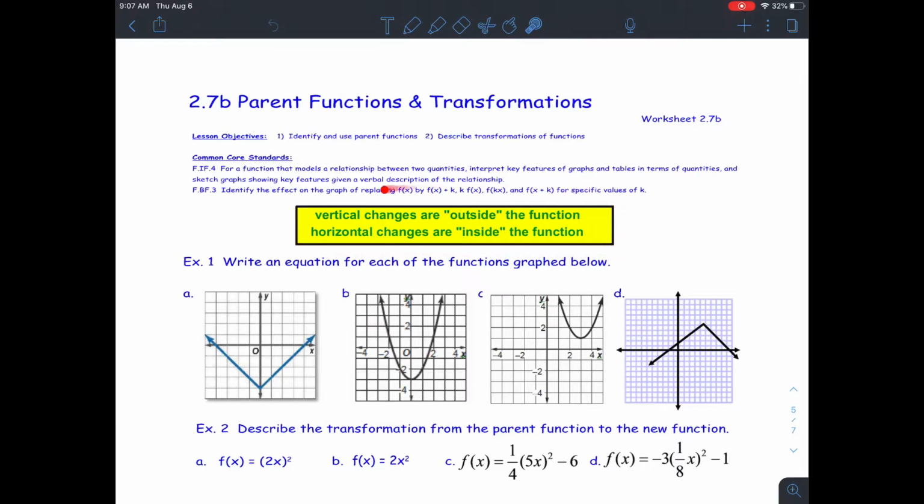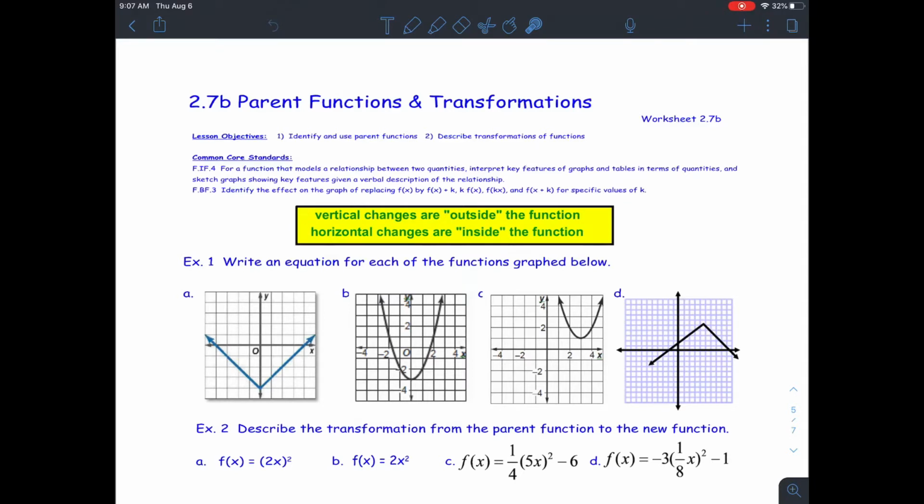What I have in this yellow box here is kind of the nutshell of what you want to make sure that you have committed to memory, and that is any changes to your parent equation that are happening on the outside are in some way going to impact the graph vertically, and any changes that are made on the inside of that parent equation are going to cause a horizontal change to your graph.